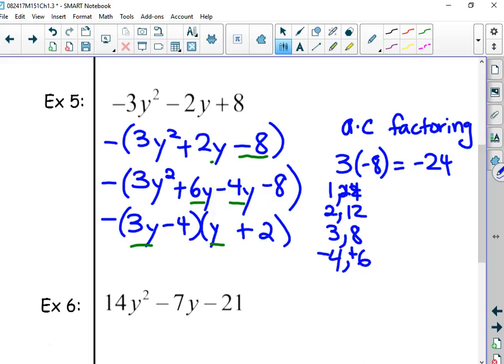Is this going to work? Well, sure. Just walk yourself through the multiplication, same way on the last problem. I'm confident that -4 and +2 are going to give me my -8, and that 3y times y is going to give me my 3y squared. The thing that makes this tougher is having a coefficient in front. But this is our final fully reduced answer.